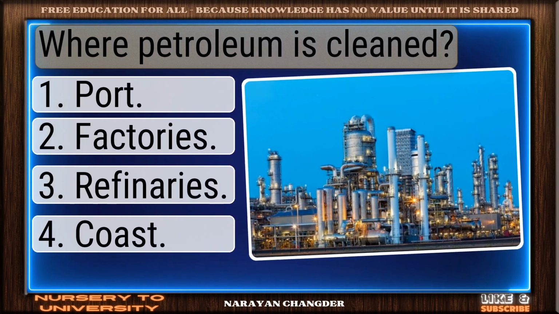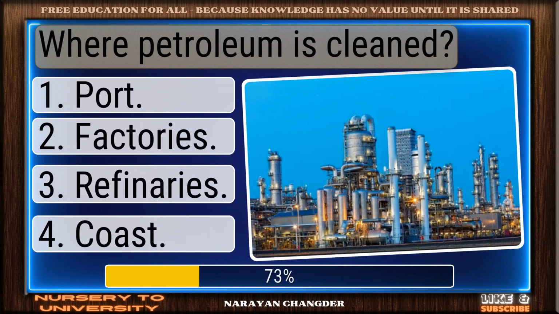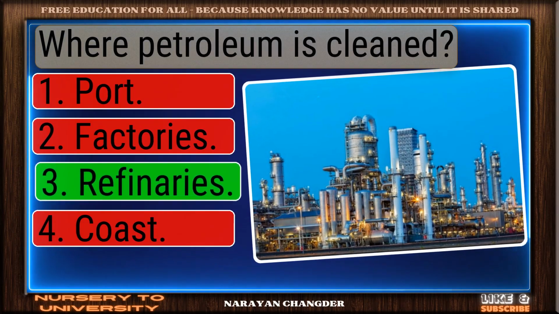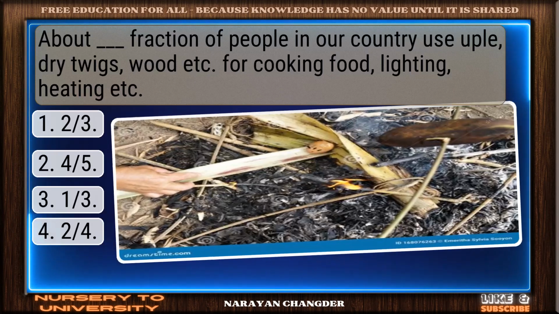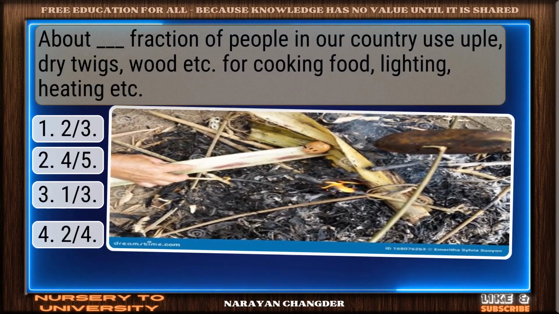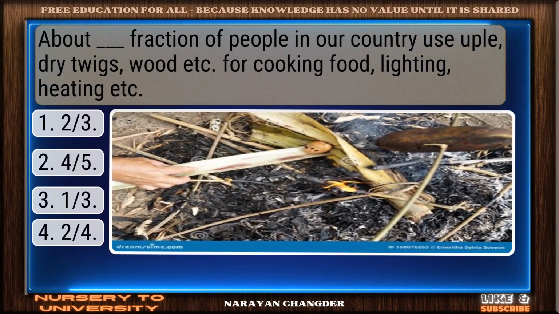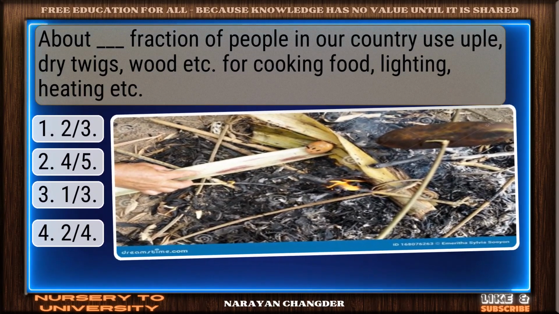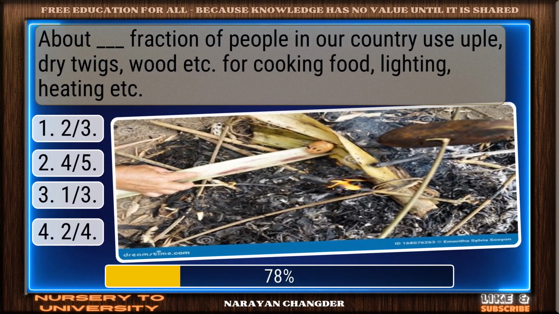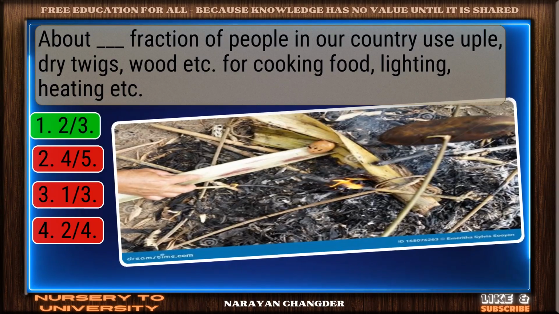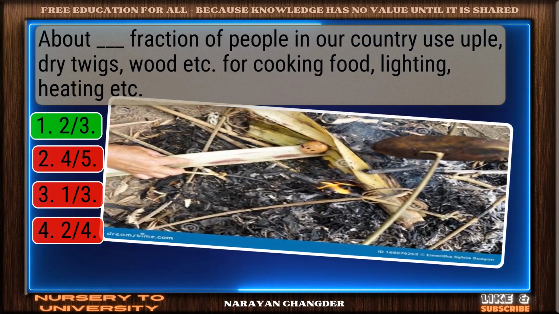Where is petroleum cleaned? Well picked. Refineries is the correct answer. About dash, a fraction of people in our country use apple, dry twigs, wood etc. for cooking food, lighting, heating etc. Correct response. 2/3 is the most accurate answer.